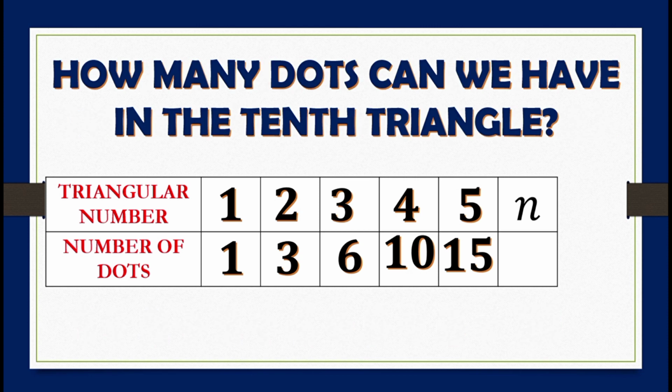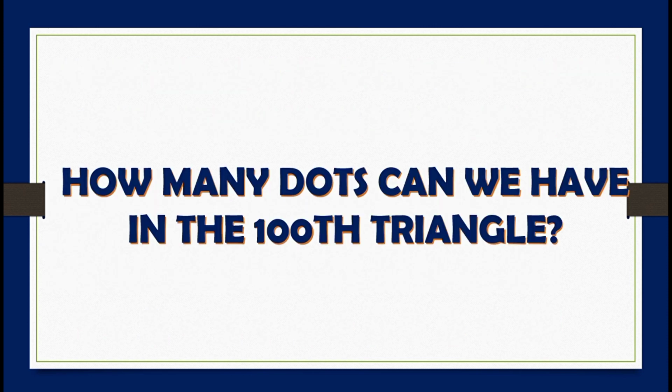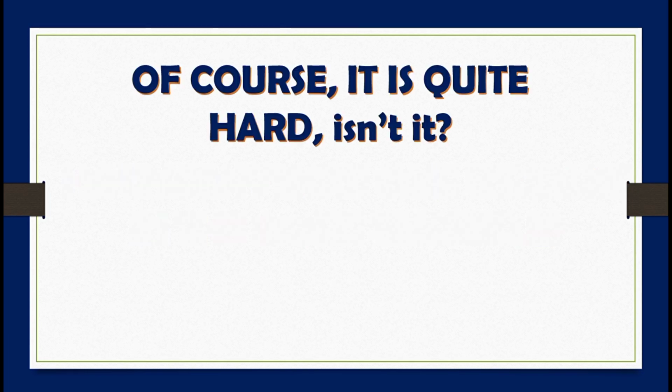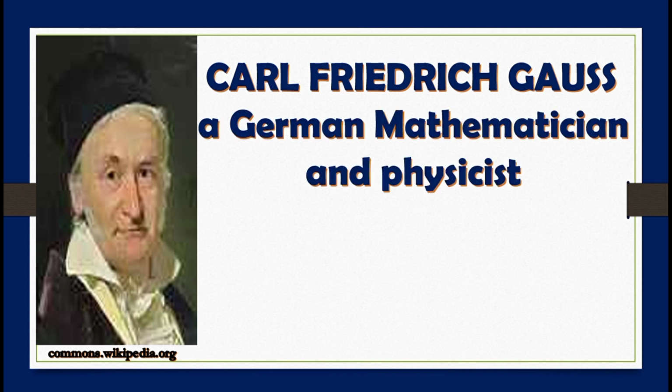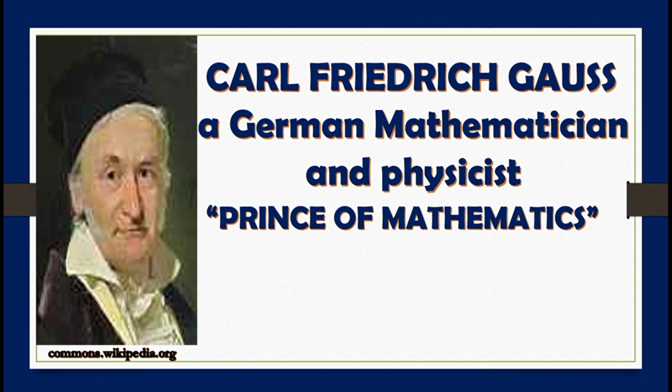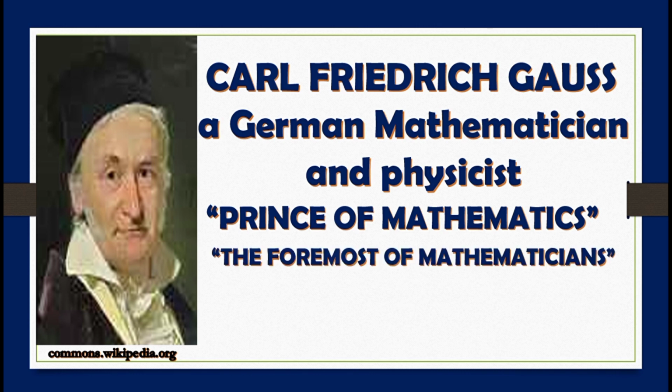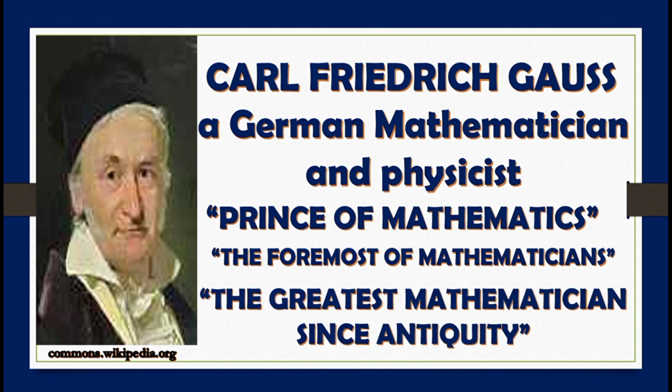The question is, how many dots can we have in the 10th triangle? In the 100th triangle? Of course, it is quite hard, isn't it? One of my good friends, Carl Friedrich Gauss, a German mathematician and physicist, is considered to be the prince of mathematics, the foremost of mathematicians, and the greatest mathematician since antiquity, able to discover the Gaussian pattern at the age of 10.